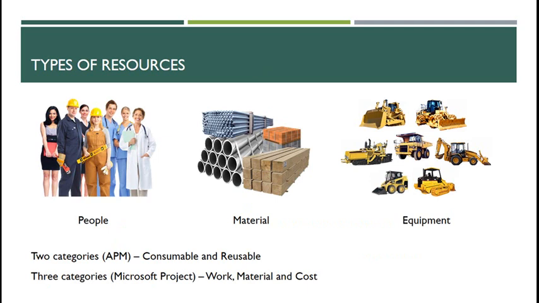So you've probably already noticed with your practice the previous 2 weeks using Microsoft Project that there are different types of resources. This slide just illustrates again that there are 3 types: people, material and equipment. The APM specifies it as 2 categories: consumable and reusable. And within Microsoft Project, I'm hoping you've all seen this now, when you go to your resource sheet view, you've got 3 types of resources that you can allocate. So you've got work, material and cost.